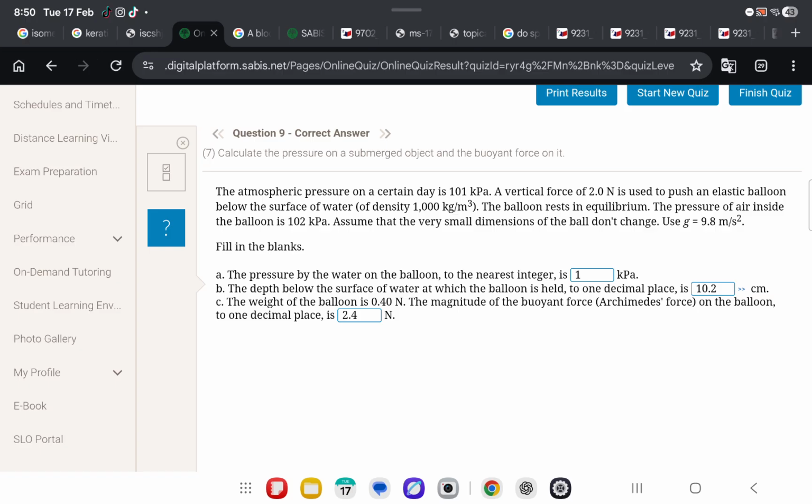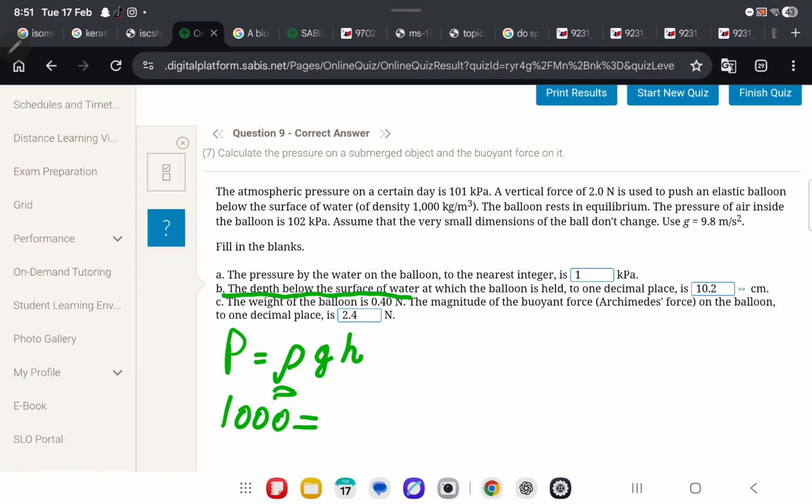10.2 centimeters. You know that pressure is rho g h. Sorry, I had to cut the video for a bit. Since we know the pressure by the water on the balloon, because they want the depth below the water, we're relating everything to the water. It's 1 kilopascal, which means 1000 pascal, or 1 times 10 to the power of 3. Now we want the density of water. How much is that? 1000.